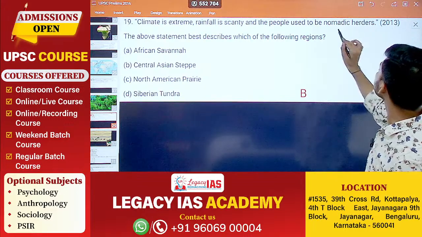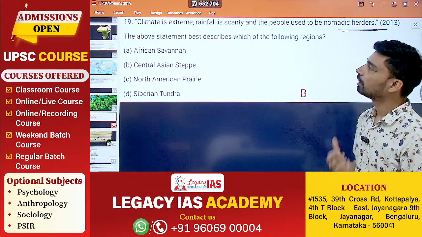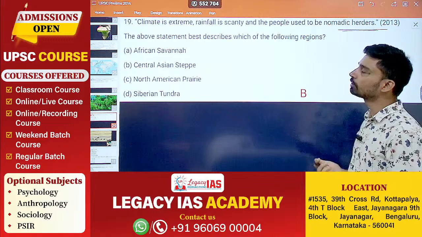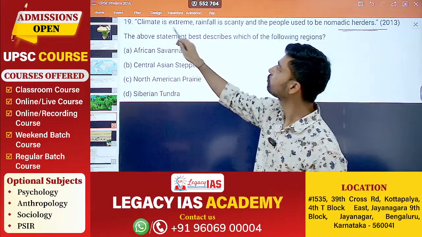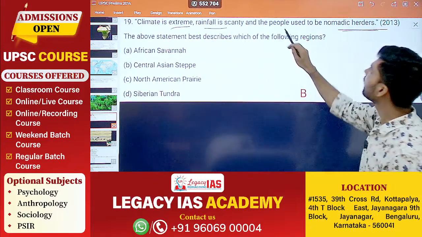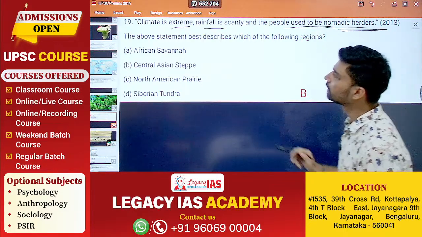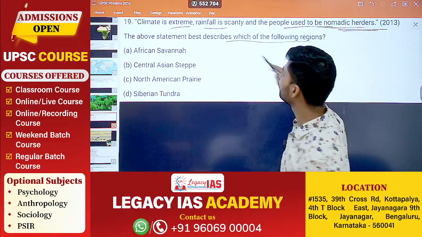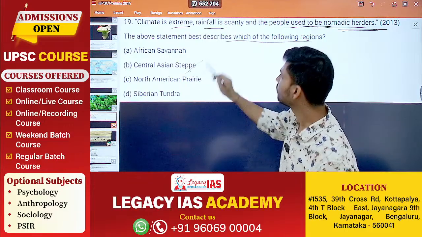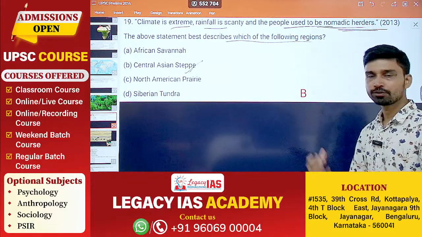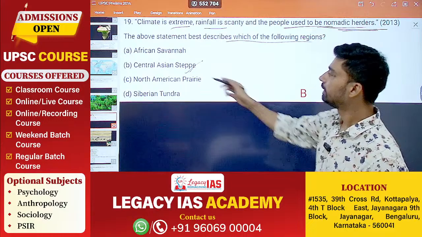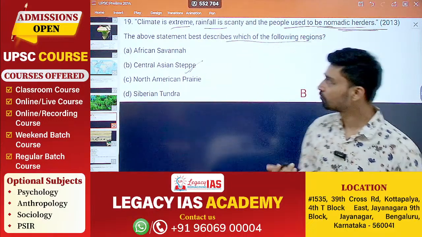Next, characteristics have been given about a particular region on the earth. First, the climate is extreme, rainfall is scanty, and the people used to be nomadic herders. The above statement best describes which of the following regions. So, obviously, this describes your Central Asian steppe. If you have studied climatic regions of the earth, you know that in the Central Asian steppe, climate is extreme means what?